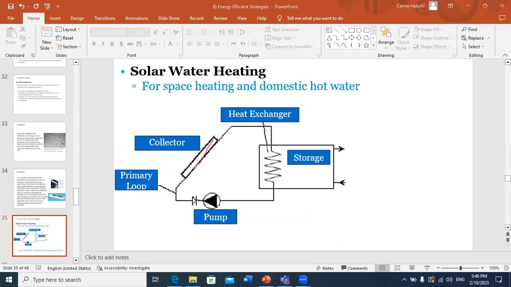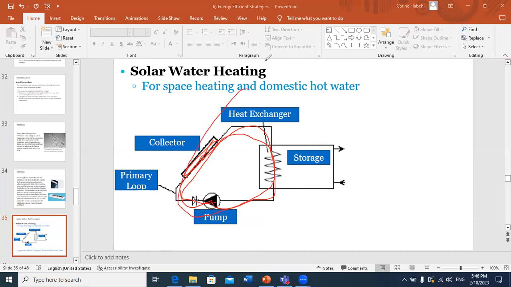You have the collector, and you have a primary loop of circulation of a fluid through a pump. The pump will allow circulation. Sometimes you can rely on density difference for circulation, but the flow rate that will circulate will not be very large. So you can use it for small applications where you don't have a lot of energy to deliver. Whenever you have a large amount of energy to deliver, you need a pump because the pump will accelerate your fluid, and this will help in storing more energy.